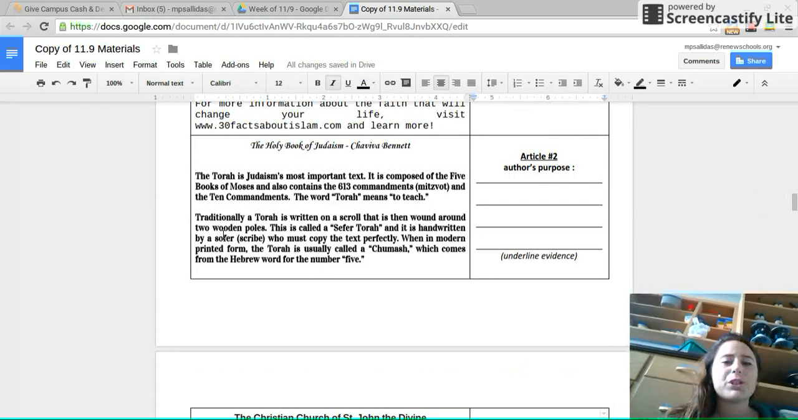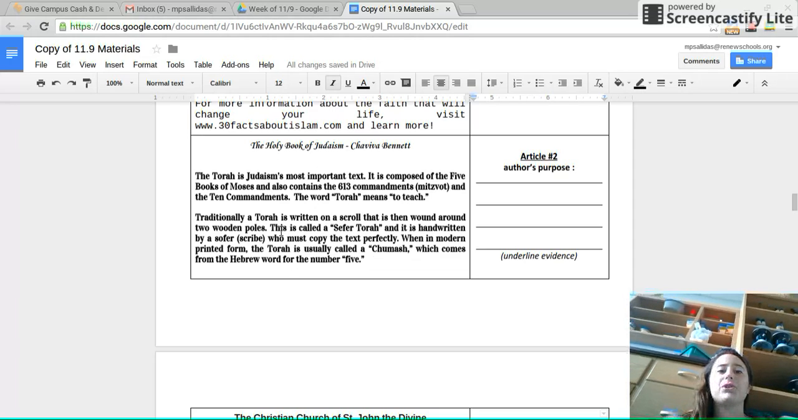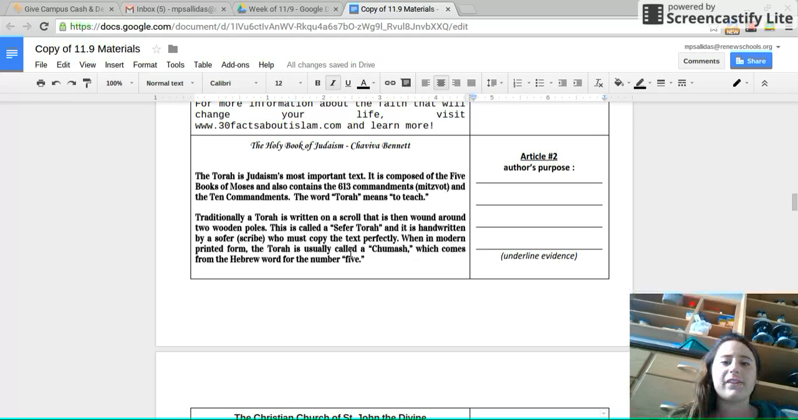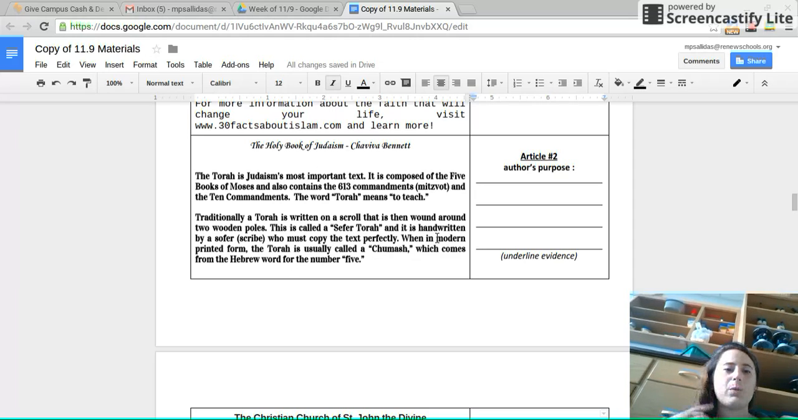The Torah is Judaism's most important text. It is composed of the 5 books of Moses and also contains the 613 commandments and the 10 commandments. The word Torah means to teach. Traditionally, a Torah is written on a scroll and then wound around 2 wooden poles. This is called a Sefer Torah, and it is handwritten by a sofer, or a scribe, who must copy the text perfectly. When in modern printed form, the Torah is usually called a Chumash, which comes from the Hebrew word for the number 5.